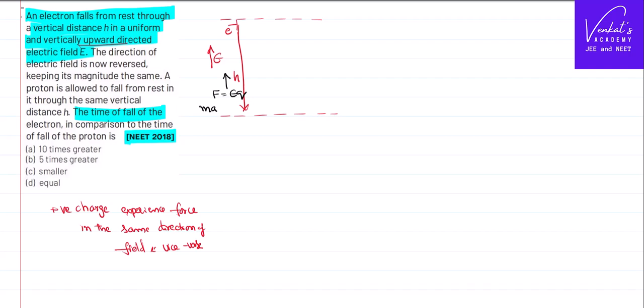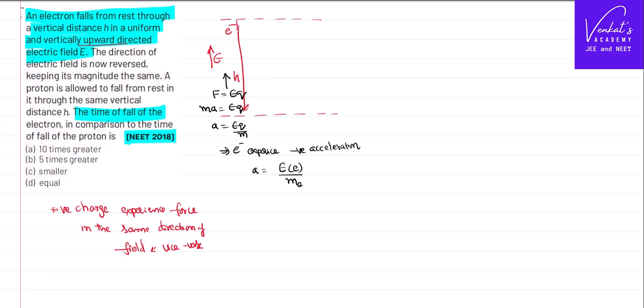I can write F equal to MA, that equals EQ. So, A equals EQ by M. That implies the electron experiences negative acceleration, that is why it slows down and finally it falls down, right. Of how much? A equals the electric field applied times the charge of the electron divided by the mass of the electron.